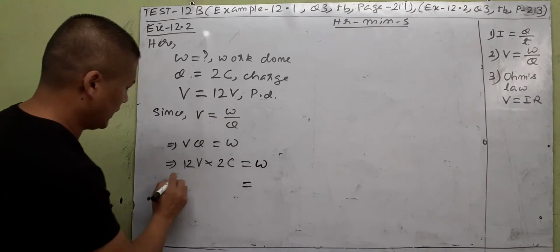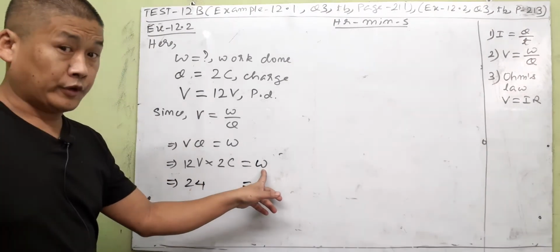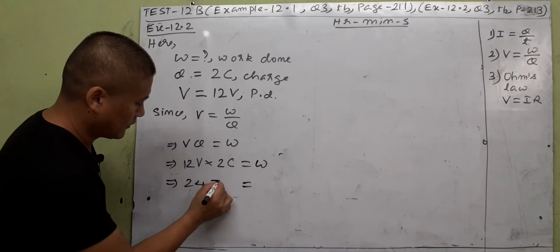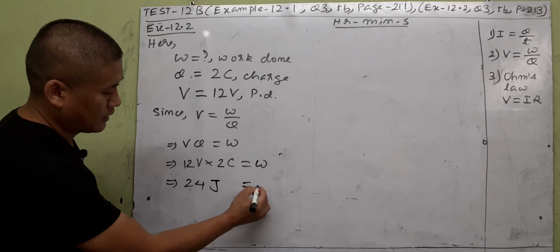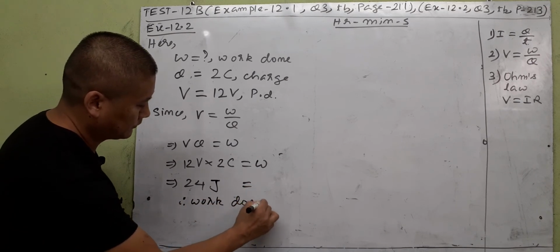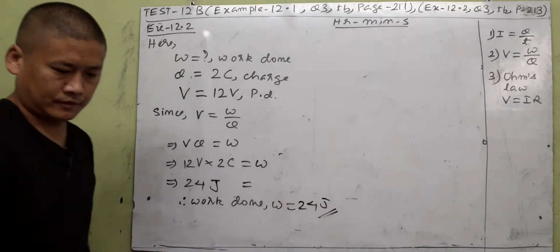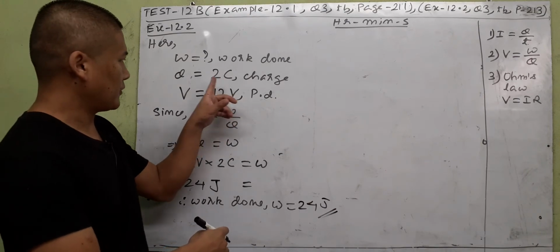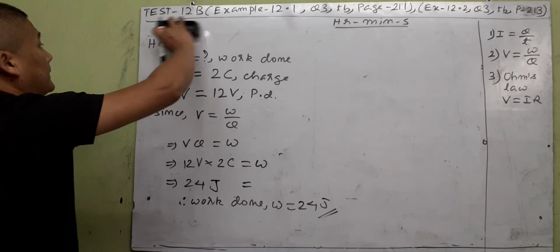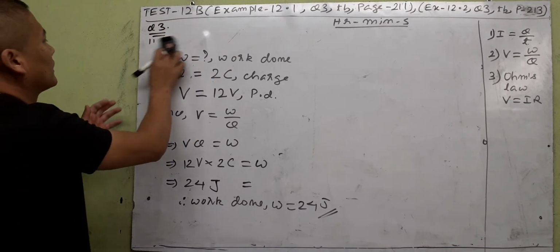So here 12 twos are 24, and the SI unit of work or energy is joules, written in short as J. Volt into coulomb is always joules. So therefore, work done here, W equal to 24 joules to move the charge of 2 coulombs from one point to the other point. Okay, so next, question number 3, page 213.